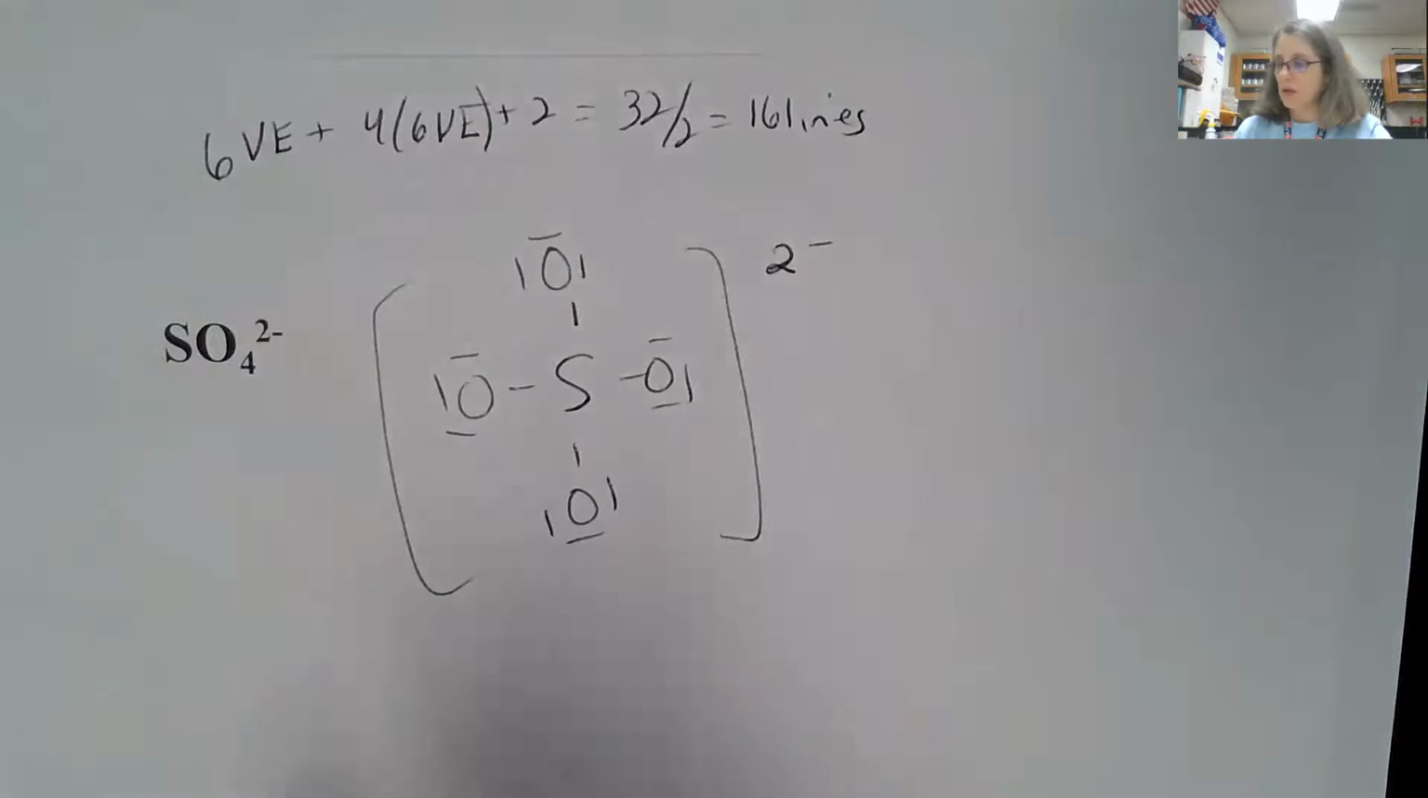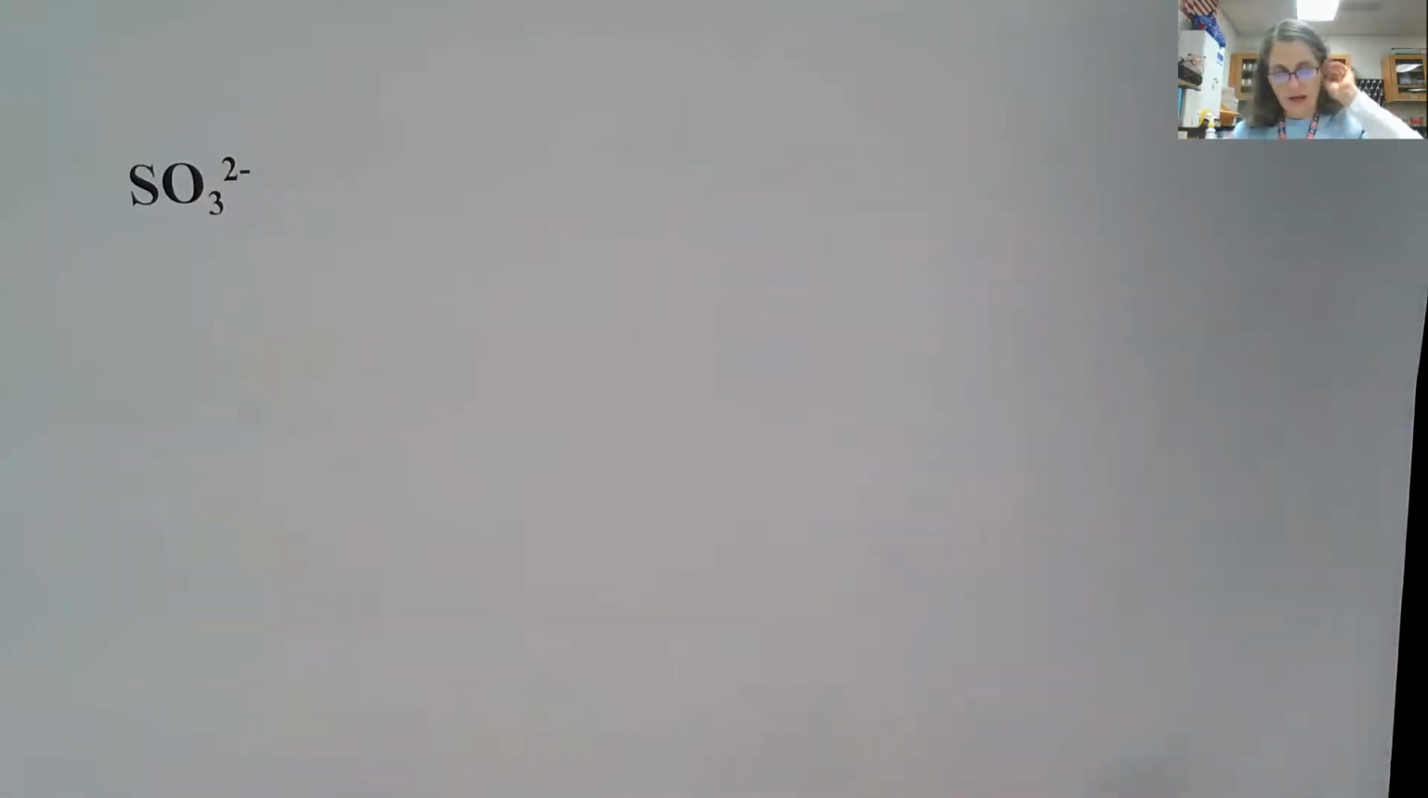Okay, so let's take a look at another example and kind of show you something else that could possibly happen. So this is SO3 2-. So this is sulfite. SO4 is sulfate. Again, we did not emphasize naming that much, but this is sulfite.